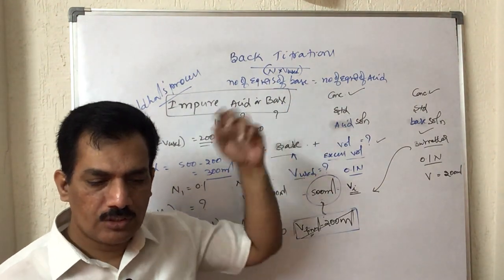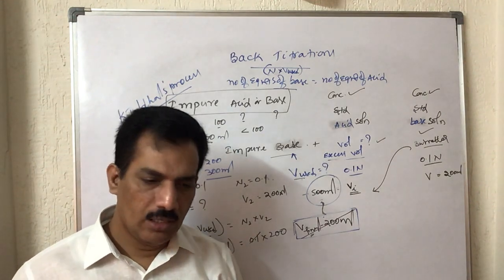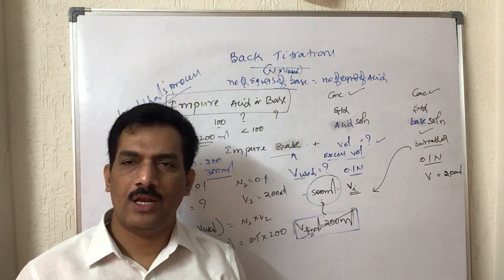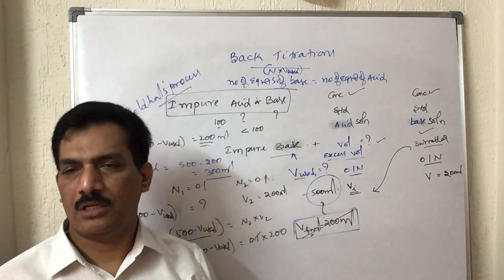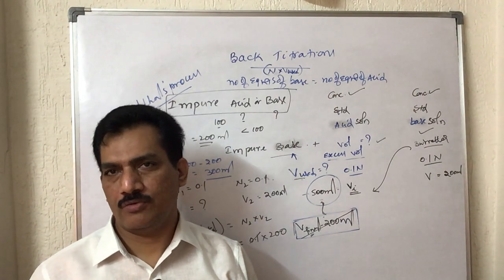Are you clear? With this we are concluding the titration part of stoichiometry, and from the next session onwards we will enter into the final part of stoichiometry, nothing but significant figures. How to find them, and where we are using all these, we will discuss.